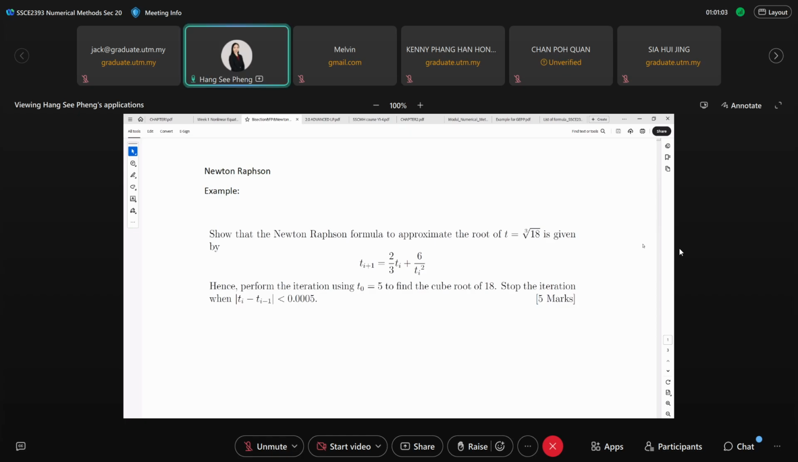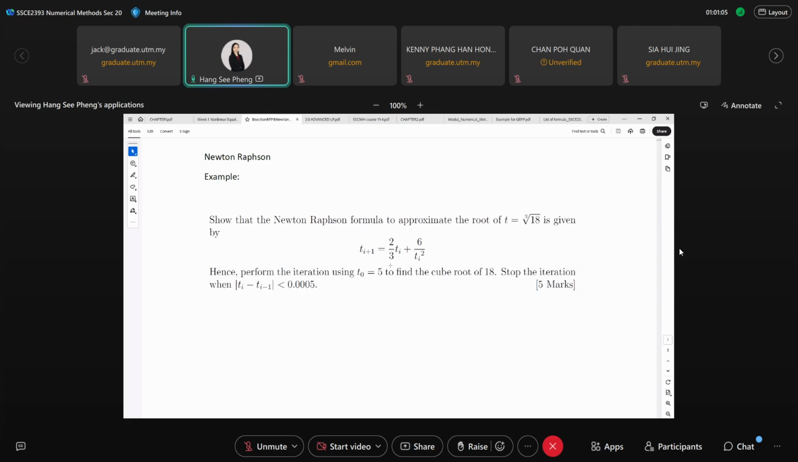Okay, now you may ask, where's the fx? If the fx equals to 0, then only you can proceed to the f prime. But this seems like only the equation given, right? So you have to form the equations and then we find the differentiations. So you want to estimate, okay, what is the t? T equals to cube root of 18.